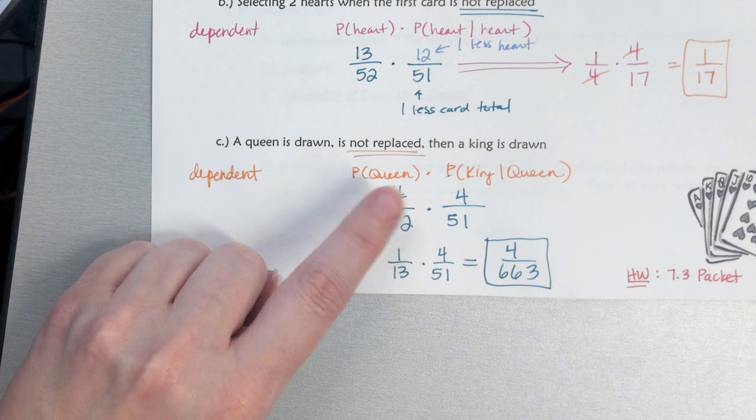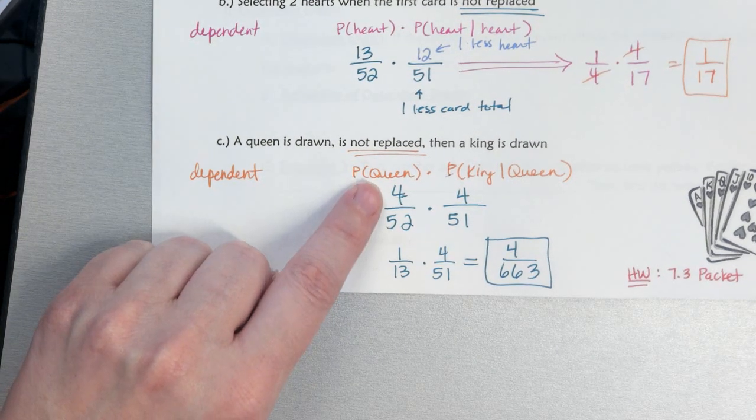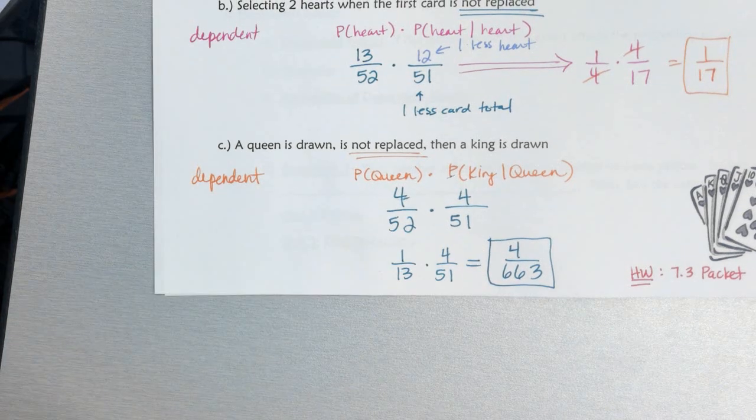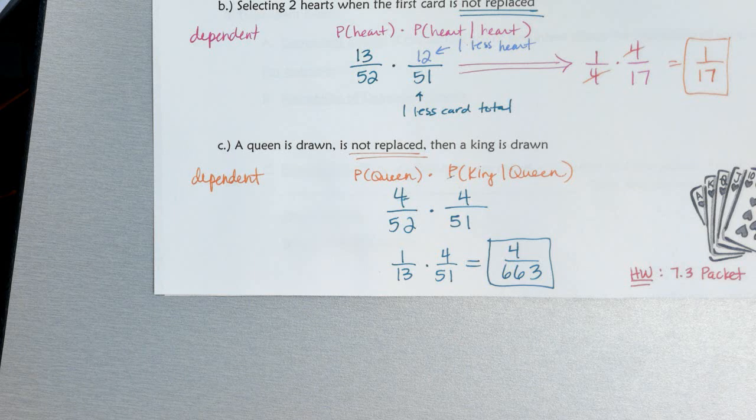Because there's 4 of each type of card. There are 4 queens, 4 kings, 4 fours, 4 eights. Yep. Because there's 1 of each suit. So the 4 suits: the heart, the diamond, the spades, and the clubs.